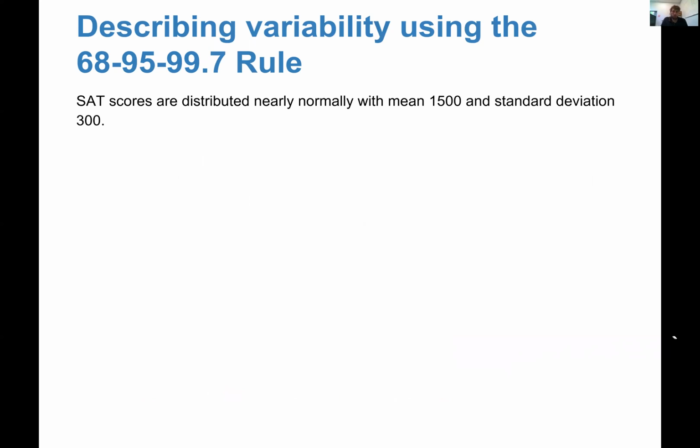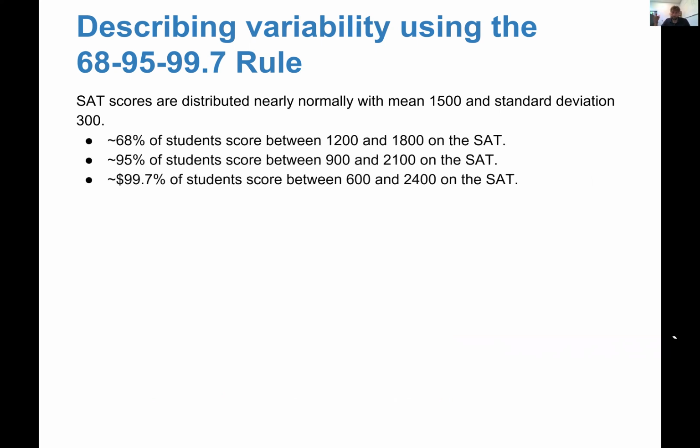SAT scores are distributed nearly normally with a standard deviation of 300 around a mean of 1,500. That means 68%, more than two-thirds of students, should have gotten between 1,200 and 1,800 on the SAT. 95% of students should have gotten within two standard deviations of the mean, so between 900 and 2,100. And 99.7% should have gotten within three standard deviations of the mean, so between 600 and 2,400.